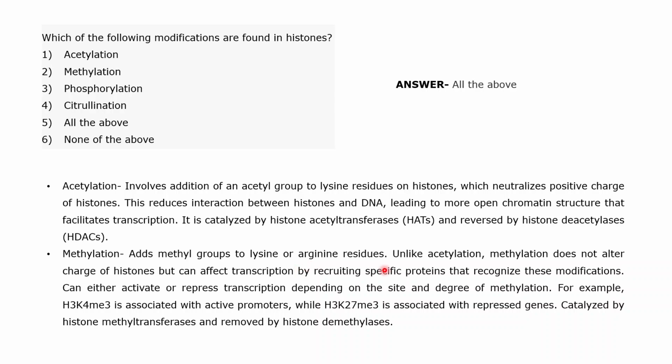So it doesn't alter the charge present on histone, but it helps in recruiting certain proteins that can either repress or activate transcription there. For example, this particular methylation happening at this H3 lysine 4 region activates the promoter, but this particular methylation present at this lysine actually represses genes there. In this case, acetyltransferases and deacetylases carry out the process. In the case of methylation, methyltransferases and demethylases carry out this process. So that is the difference between acetylation and methylation there.